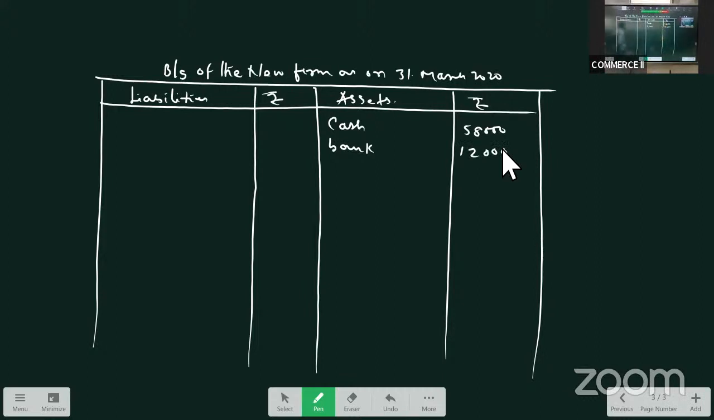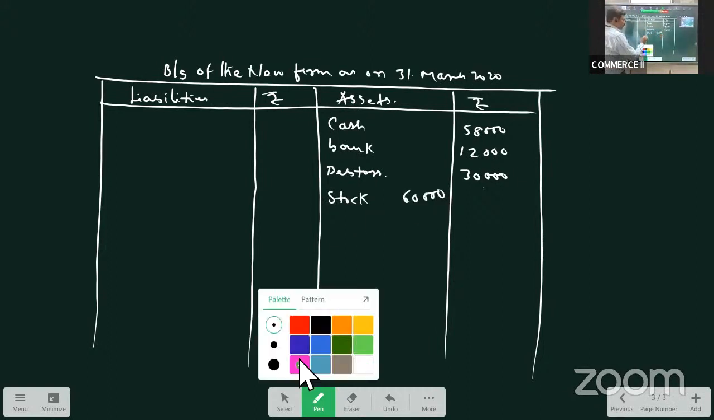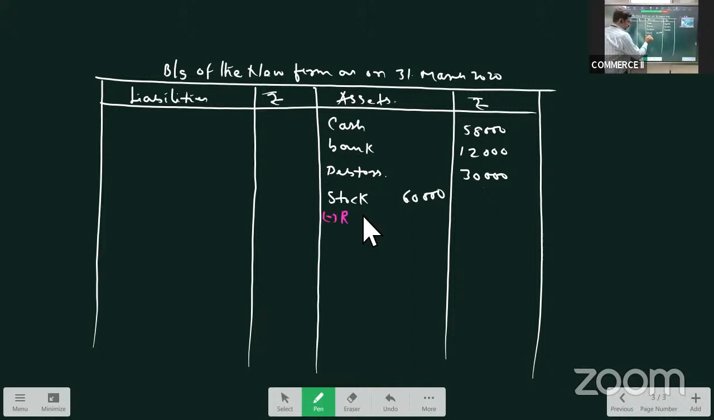Okay, then debtors. Debtors are 30,000. There is no change on debtors. So like as it is. Then we have stock. Stock is revalued. Stock appearing in the balance sheet is 60,000, but then it is revalued. It is revalued by 2,000 and now the balance is 58,000.